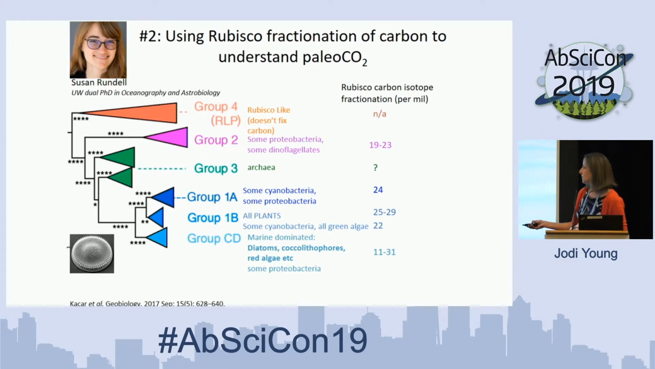So a lot of diatoms and coccolithophores have this form CD group. And then there's cyanobacteria, some have 1a, some have 1b. There are very few measurements that have been taken. The ones that have been measured and published, I've shown on the right-hand panel here.